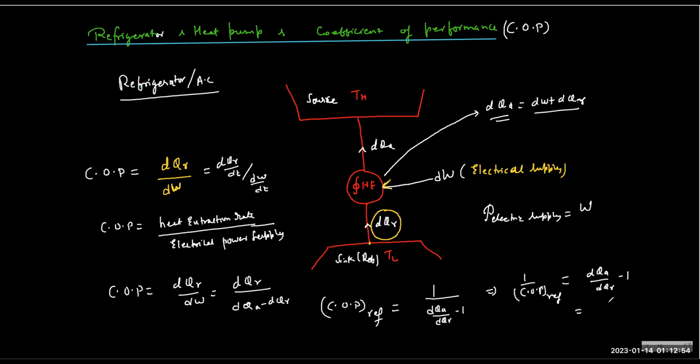And dQA by dQR is how much? Efficiency is 1 minus dQR by dQA. It is all about manipulation. This is equal to 1 minus eta.